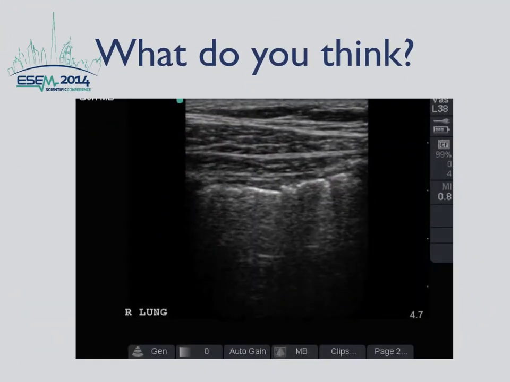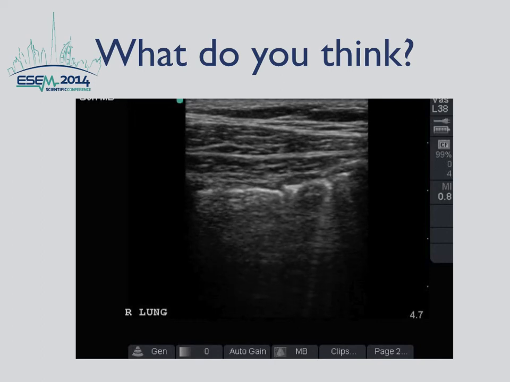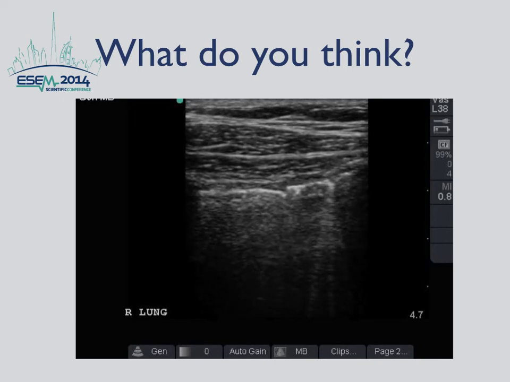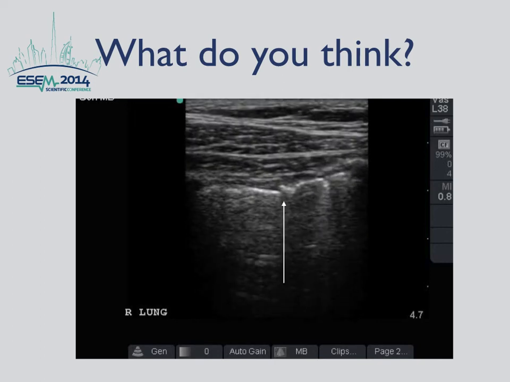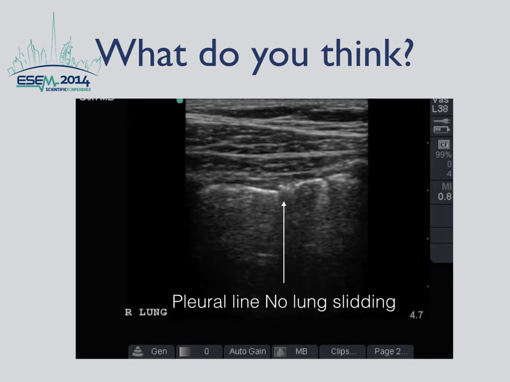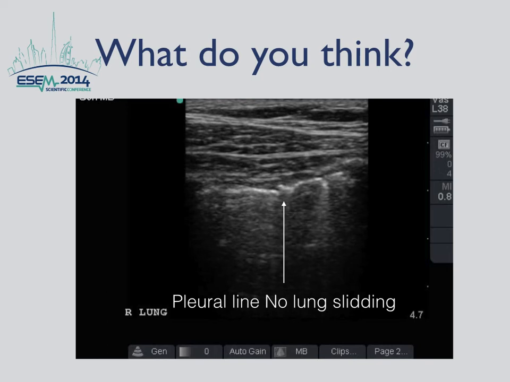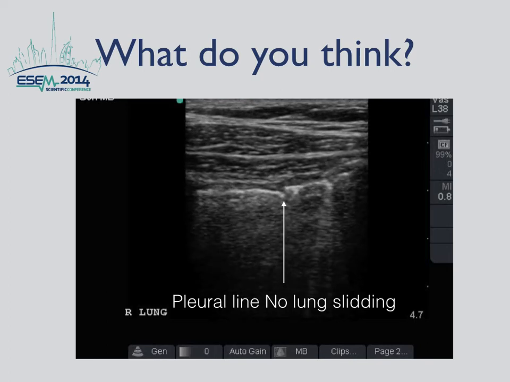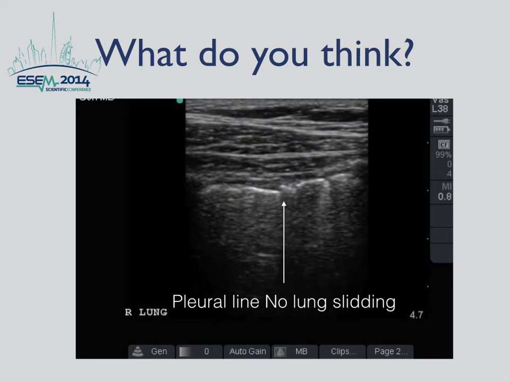How about this video? You can clearly see that the pleural line does not demonstrate lung sliding. So in case of trauma, you are very suspicious of a pneumothorax if you see this.